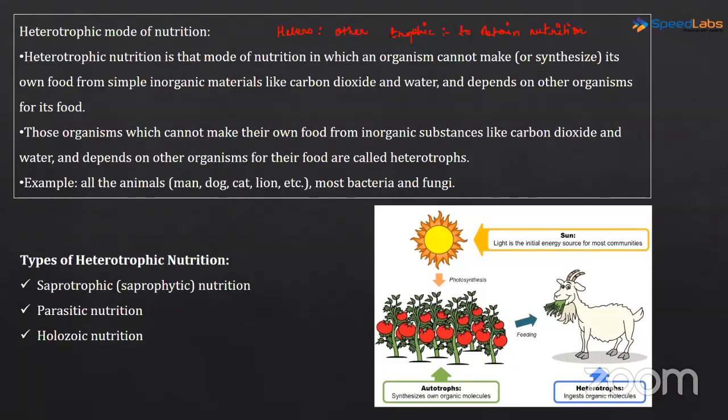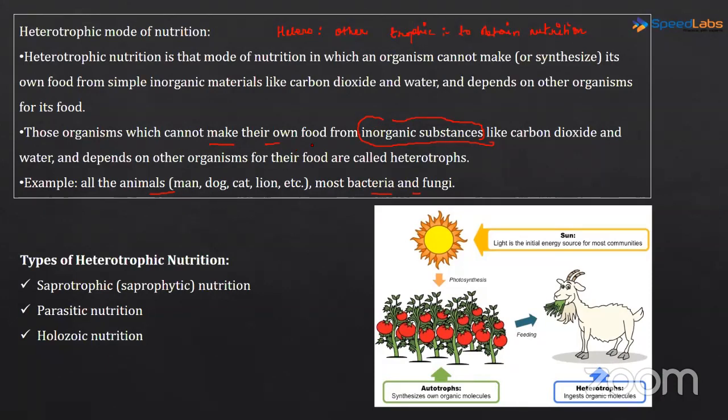That means the organisms which are following this mode of nutrition cannot make their own food and they are dependent on other organisms. These heterotrophs are dependent on other organisms for their food. Examples, all the animals, some bacteria and fungi. All these organisms cannot use the inorganic substances. Again, the term inorganic substances has come. In case of autotrophic mode of nutrition, they can use inorganic substances. In case of heterotrophic mode of nutrition, they cannot use the inorganic substances.